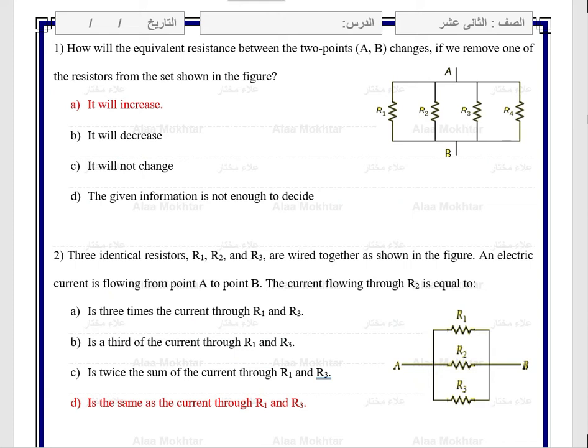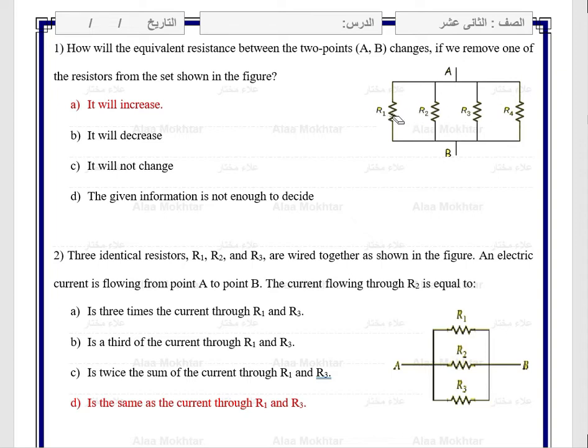We review Grade 12 Advanced together. Question number 1. How will the equivalent resistance between the two points A and B change if we remove one of the resistors from the set shown in the figure? If we remove any of these resistances, the equivalent resistance will increase.